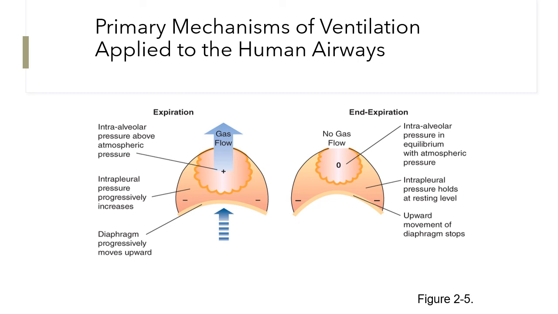The gas will continue to flow until the intraalveolar pressure and the atmospheric pressure are once again in equilibrium. Once the equilibrium point is reached, gas flow stops. This period of no gas flow is called end expiration, or the end expiratory phase of the respiratory cycle.